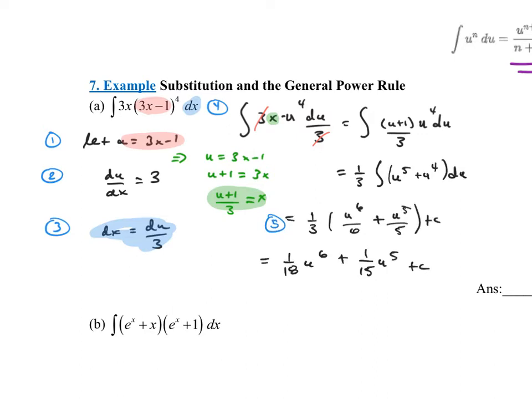Last step, look, we could do lots of factoring here. We could factor out a u to the 5th from both terms. We could factor out the 1/3 from both terms. There's no point. I'm just going to go ahead and leave it in this distributed form. The only thing that I have to do now is back substitute for that u. So that's step 6, back substituting for the u. When I do that, I'd have 1/18, and then instead of u, I'd have (3x minus 1) to the 6th, plus 1/15 times (3x minus 1) raised to the 5th. Of course, we need our plus c.